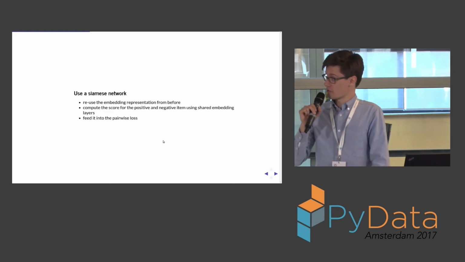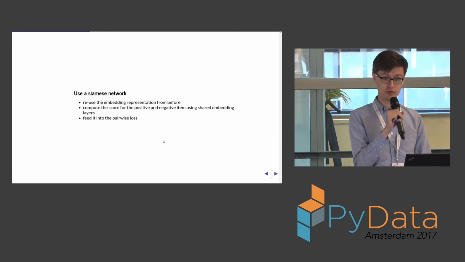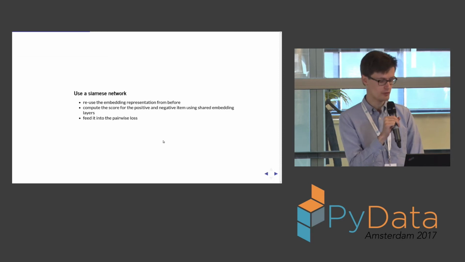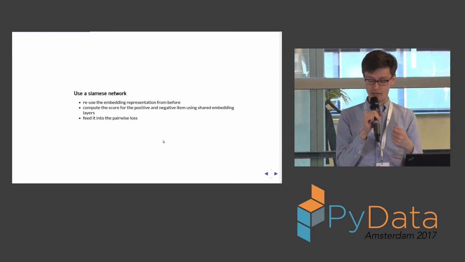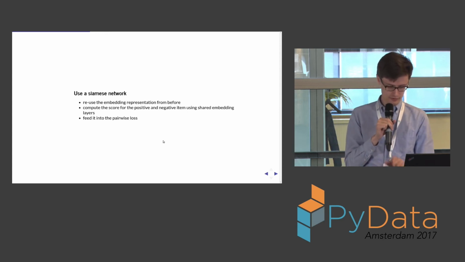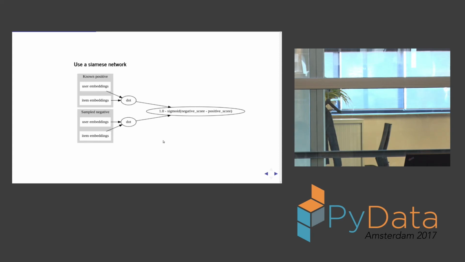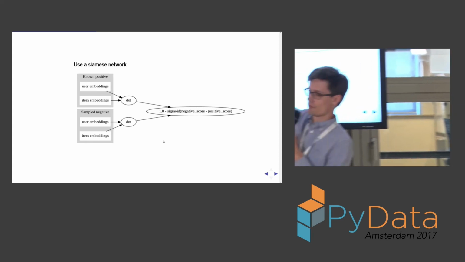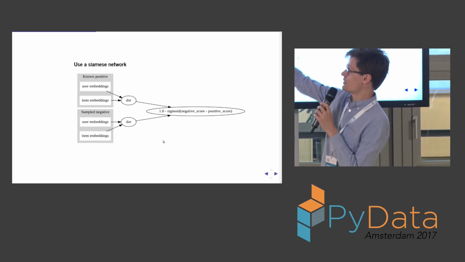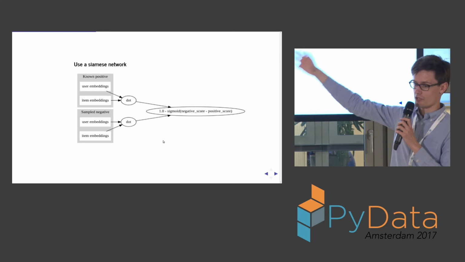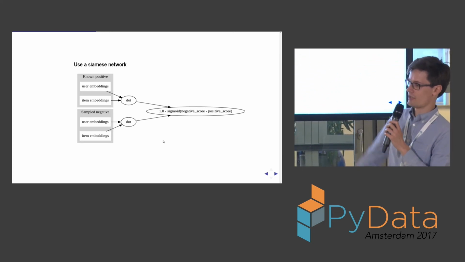So how do we do it with the model? Well, we use a Siamese network. We use the same embedding representation from before. We compute the score for the positive and negative item using the shared embedding layers, and we feed it into the pairwise loss. Graphically, you have your representation model for the positive, and the representation model for the sampled negative. You take your IDs, pass them through the embedding layers, get the embeddings out, take the dot products, and then pass it into the loss.